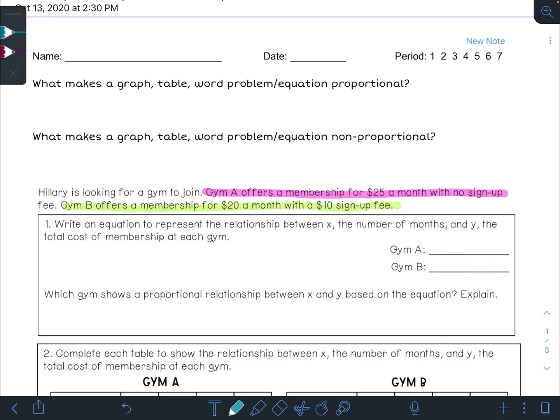So obviously, like always, my unknown is the number of months that she is going to go to the gym. If I go to write this, I know that Gym A is $25 per month, and Gym B is $20 a month and then that one-time $10 sign-up fee. If you look at those two, you can determine that in one of them we are adding a constant and in the other we aren't.